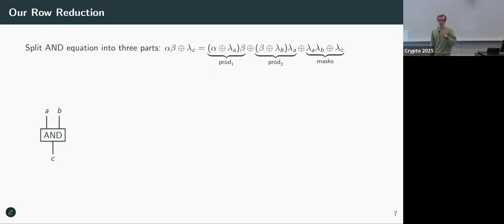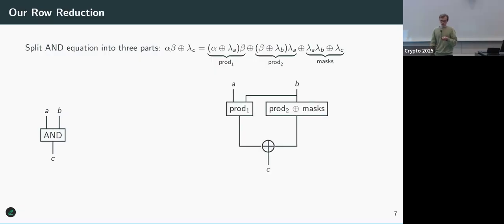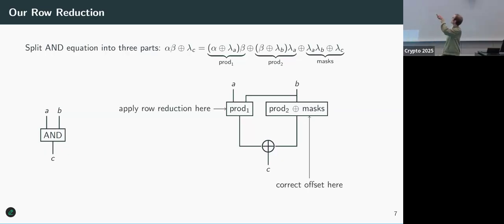And if we look at it, for product 1 we need to compute using both wires, but product 2 only depends on beta. It does not depend on alpha at all. So therefore, this is a unary gate. And then what I will show you now is that we can apply a row reduction for this gate. This leaves some undesired offset artifacts behind, which we can then subsequently correct in the other gate. And then since we XOR them together, this offset will cancel out and we get the correct output.